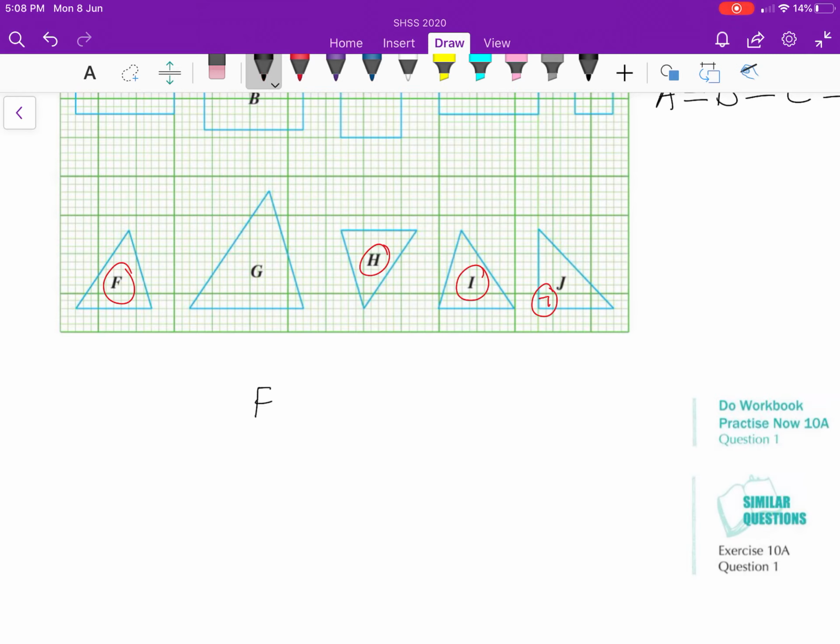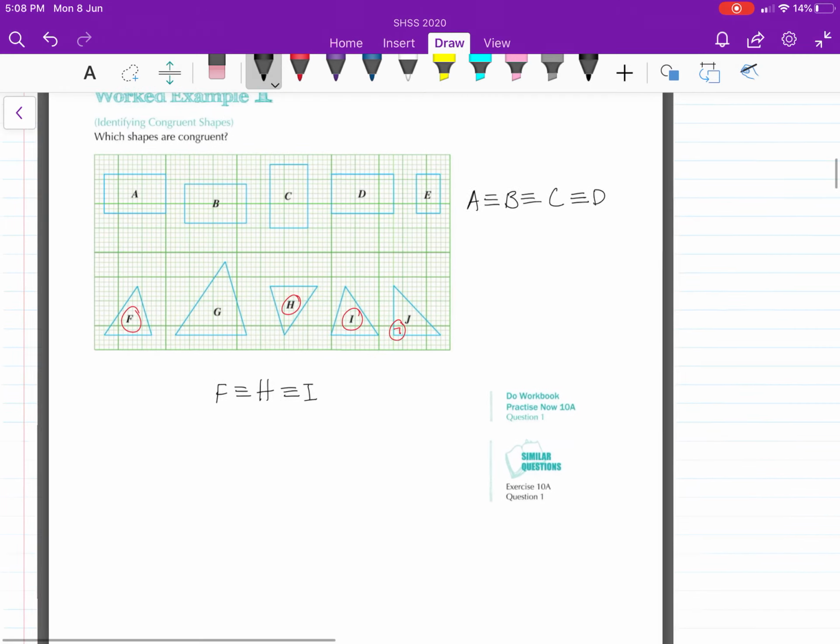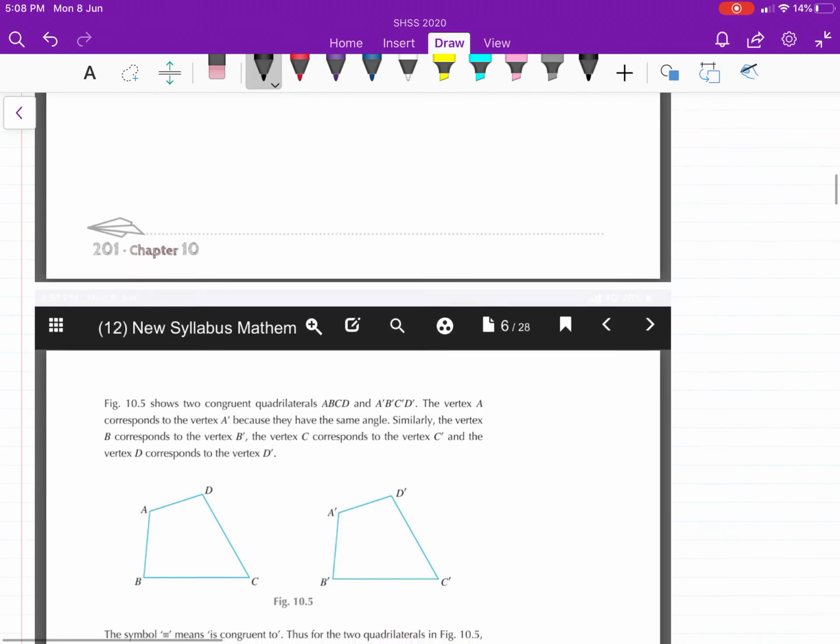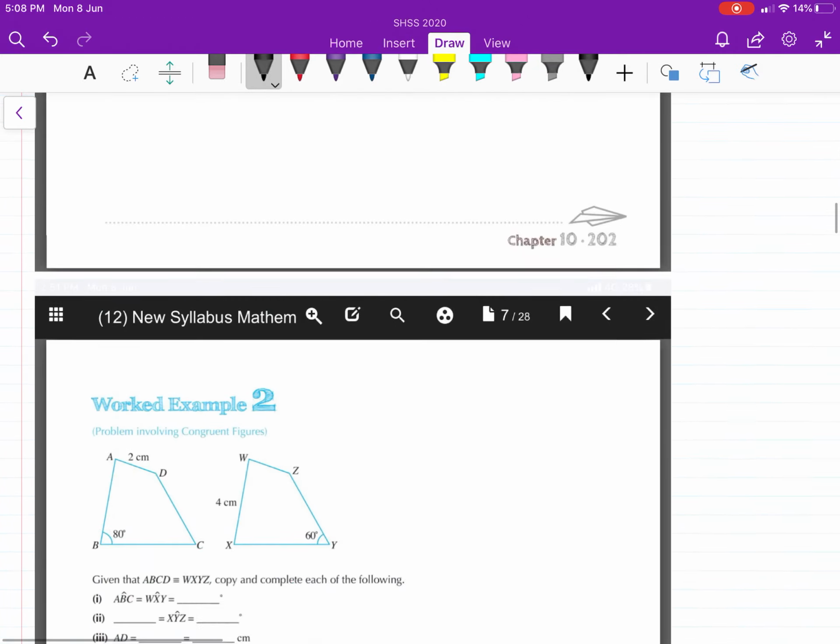So triangle F is congruent to triangle G, which is also congruent to F. F is congruent to H, which is also congruent to I. That's all. Alright, this is work example 1. Now let's take a look at work example 2.